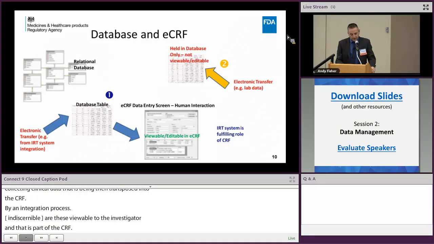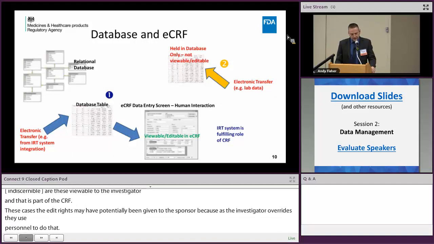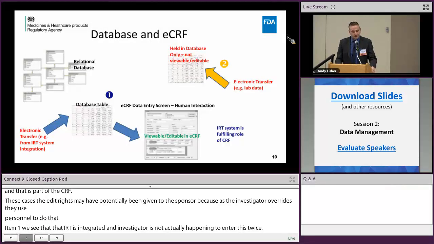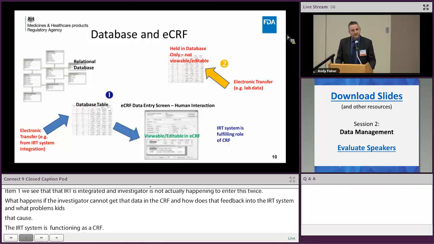So for item one, we see that the IoT is integrated, and the investigator is not having to enter this twice. And what happens if the investigator can edit the data in the CRF? How does that feed back into the IoT system, and what problems can that cause for data integrity? The IoT system is functioning as a CRF. So has the functionality of the IoT been assessed against GCP principles for CRFs? That's usually not been the case. And we expect any electronic system in clinical trials to be assessed against the regulatory requirements and GCP requirements.